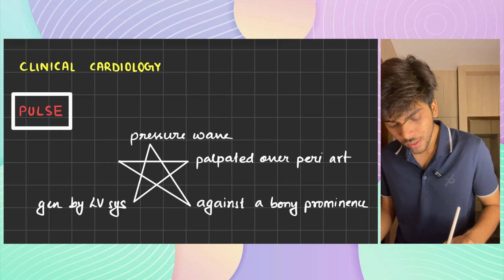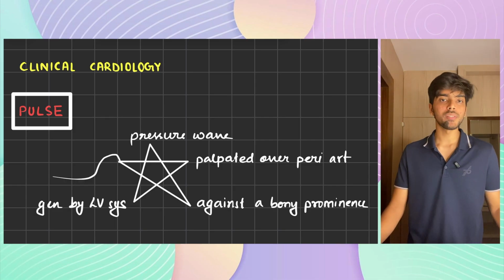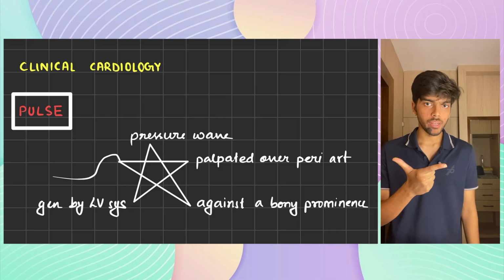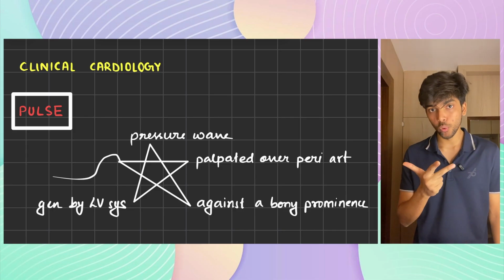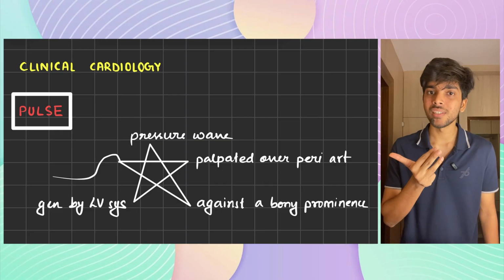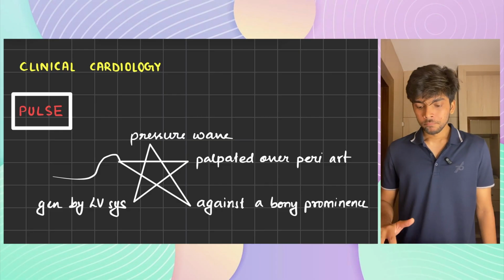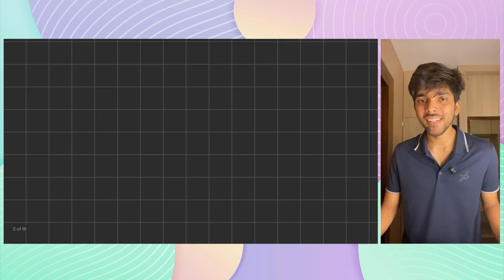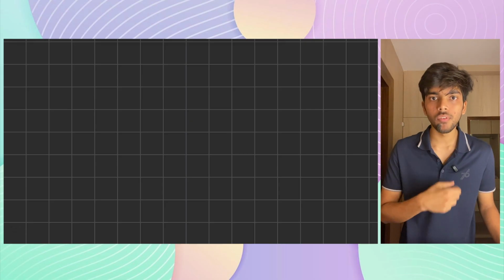And then I'm going to give a tail to this star. So what is pulse? Pulse is a pressure wave palpated over a peripheral artery against a bony prominence produced by the contraction or left ventricular systole. So how is pulse generated? It is generated by the contraction of the left ventricle.